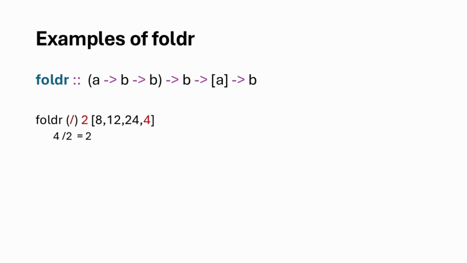We then repeat this by picking the next to last item in the list and our result from the last calculation. We apply the function to these two values and we get 24 divided by 2, which is 12. Then we do it all again for this new value and the second item in the list, giving us 12 divided by 12, which is 1. And lastly, we do this for the first item in the list and the last result, giving us 8 divided by 1. This gives us the final result of 8.